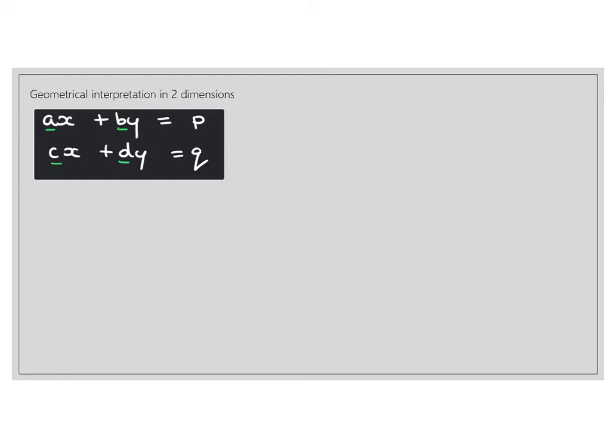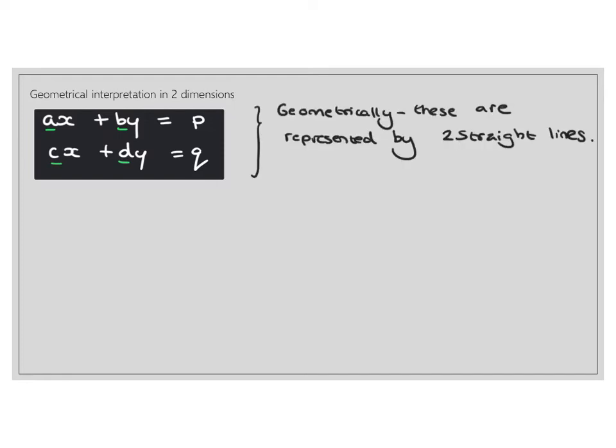What does it mean when we have a pair of linear simultaneous equations? Well, the representation of these is, of course, two straight lines. So two equations in two unknowns are represented by two straight lines. Now, what happens when you have a pair of straight lines? Well, there are a few different possibilities. One possibility, of course, is that you have a pair of straight lines which intersect at a unique point.